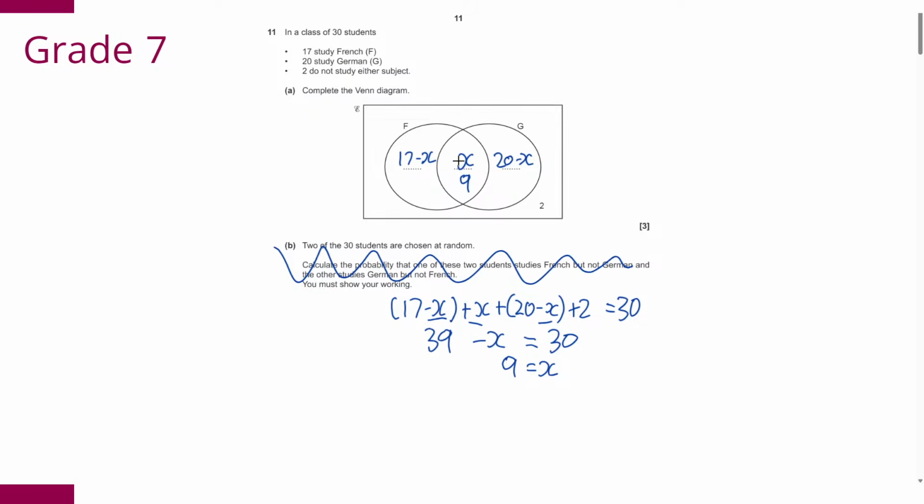Therefore, the middle bit here is going to be 9. I'm just going to delete that. So the middle bit here is 9. This is going to be 8, and this is going to be 11. Sweet. So again, if that comes up, Venn diagrams, you know what you're doing.